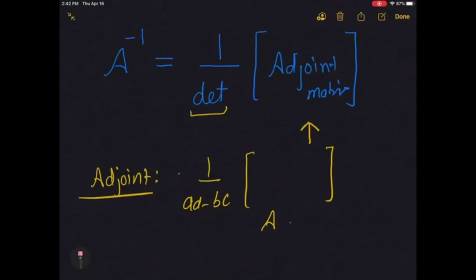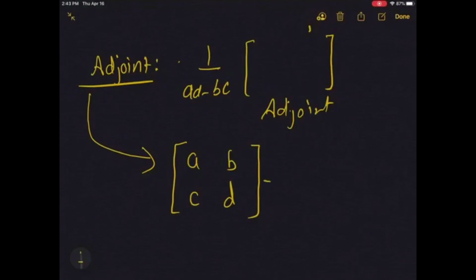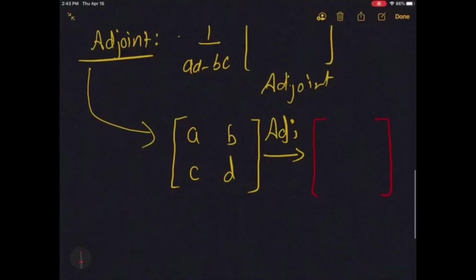Okay. So it's nothing else, it's just the adjoint matrix. How do we find the adjoint? Let's talk about that. For the adjoint, you have to do 2 different steps. Let's say this is my original matrix: A, B, C, and D. In order to find the adjoint of this, I do the following.